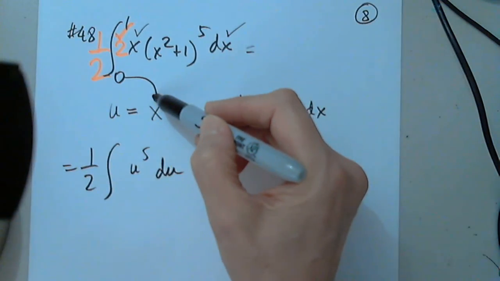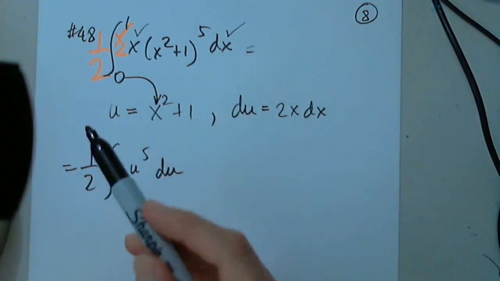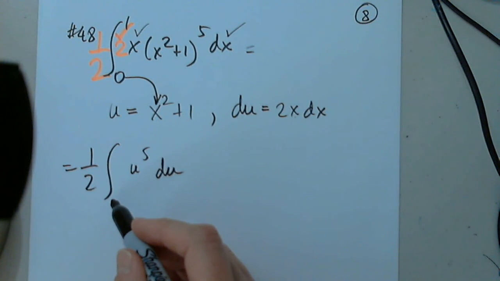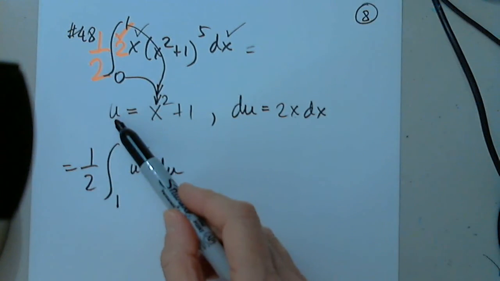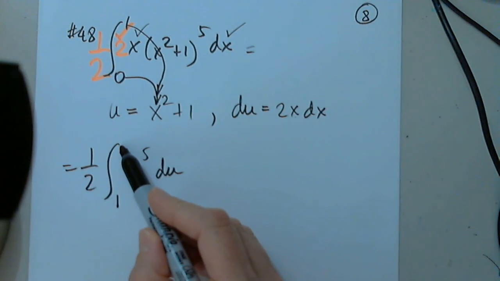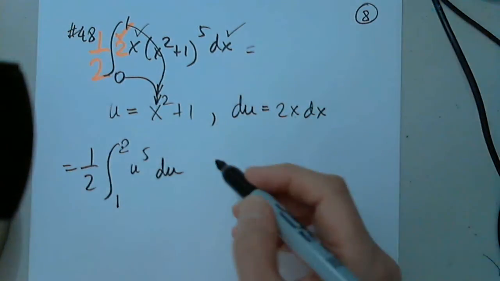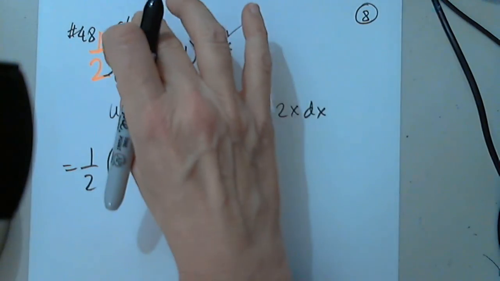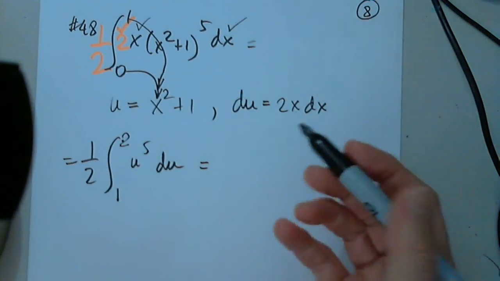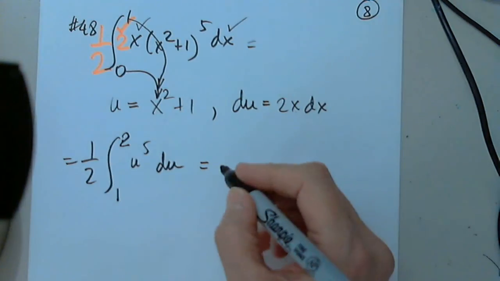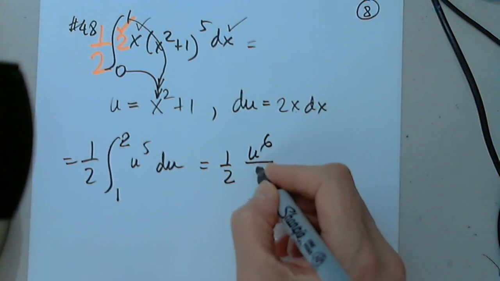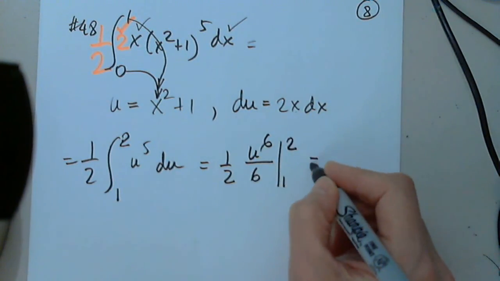When x is the lower limit, 0, how much is u? 1. Very good. When x is the upper limit, how much is u? 2. Excellent. So now I do not go back. It's a definite integral. It's going to be a number. It doesn't depend on x or u. So I'm not going back. So this is 1/2 u to the 6th over 6 from 1 to 2.